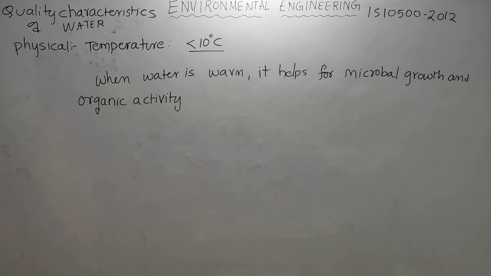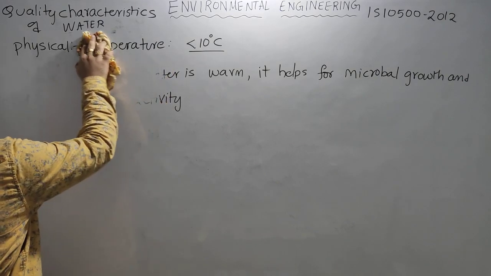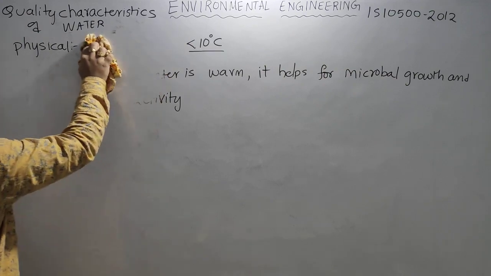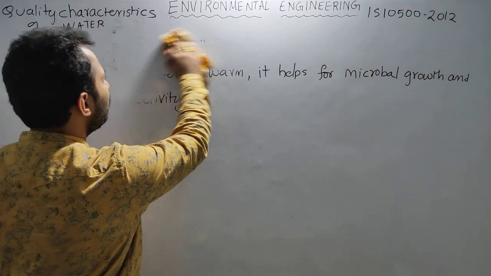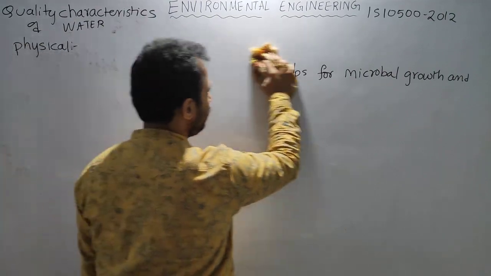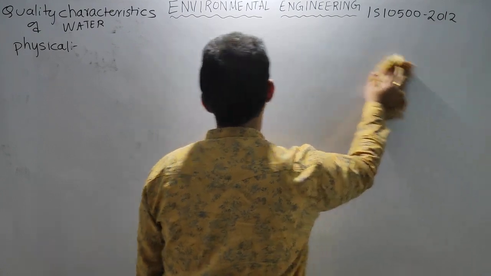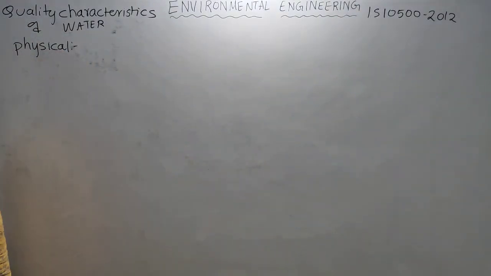The first chemical property I need to discuss is dissolved solids, but I have explained the dissolved solids, how to determine them, and the limits of dissolved solids during the discussion of suspended solids. So I don't want to start with the dissolved solids. We will go to the next one, that is pH. So what is pH?